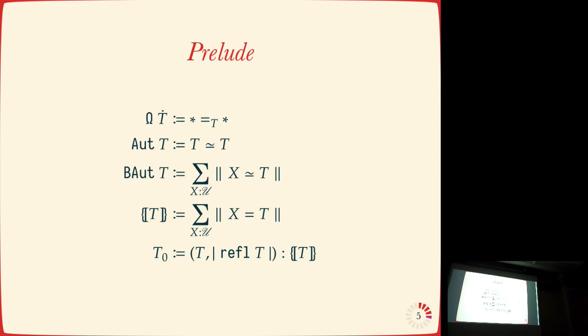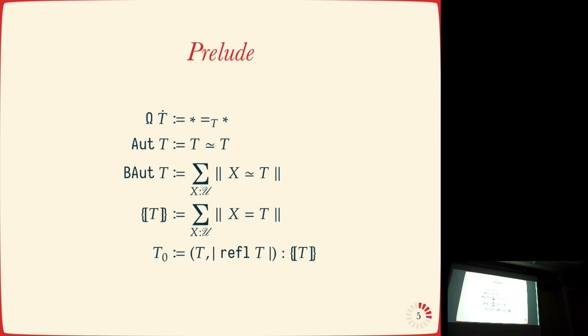It might be confusing, but if T is a pointed type, suppose star is a point in T, and I define the loop space of T to be the space of paths on star. Okay. Automorphisms on T are the equivalences on T. Okay. I call this type B Aut because there is some connotation to what it means actually.